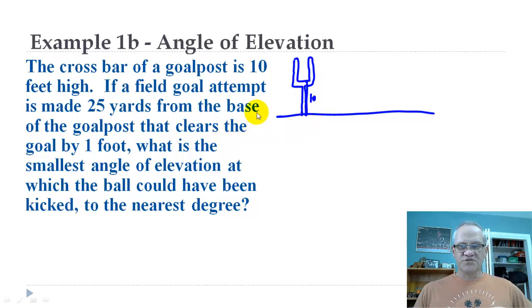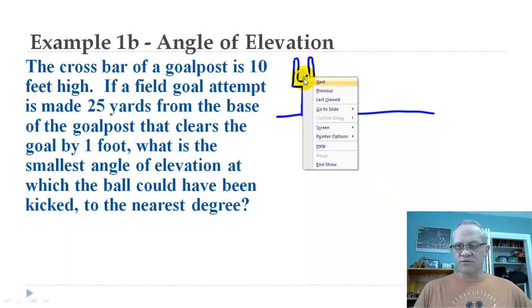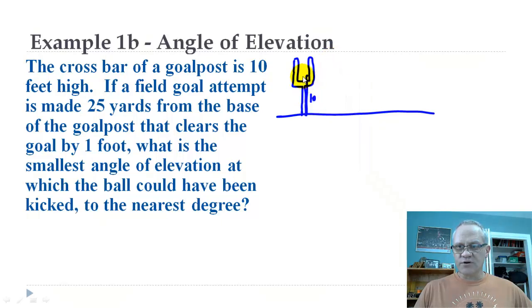And of course, here's what it also says: it's got to clear the goal post by 1 foot. So actually it has to go 1 foot higher. I'm going to draw this just a little bit higher here. So that's an extra foot. Kind of running out of room in there with all the drawings. But that's an extra 1 foot up there, okay, above.